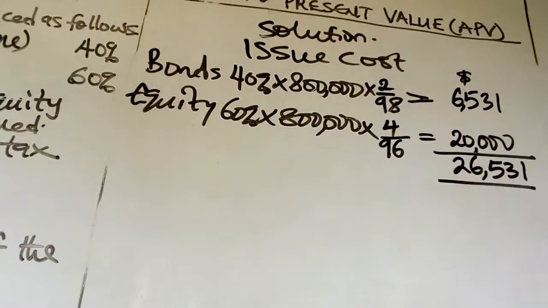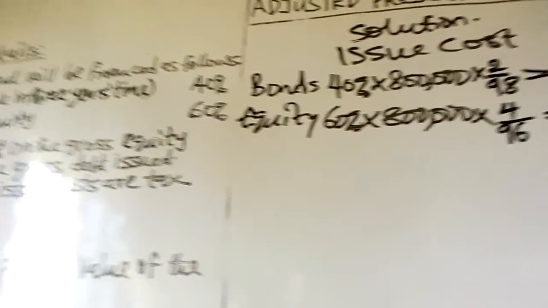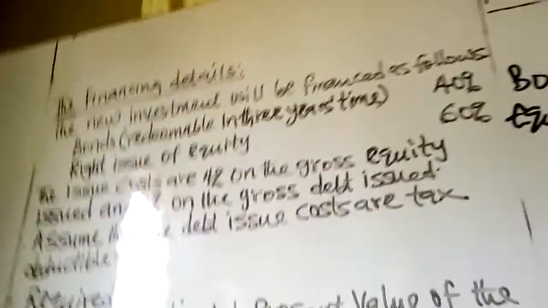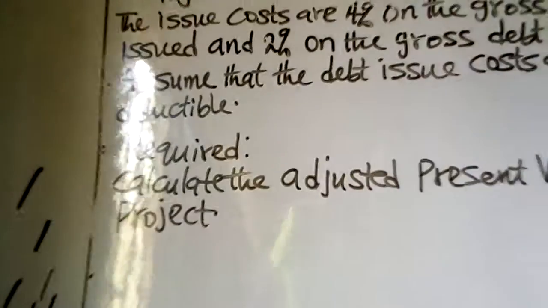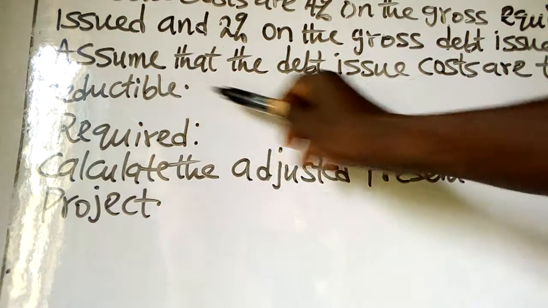Having determined the issue cost, the next thing is to discount the issue cost to obtain its present value. You want to calculate the present value of issue cost. Remember, you have been told to assume that debt issue costs are tax deductible.